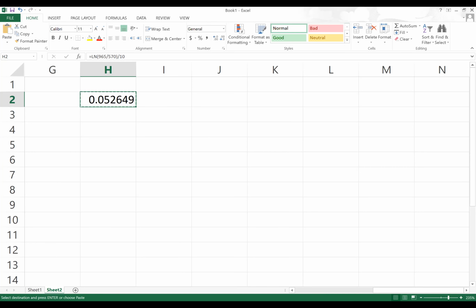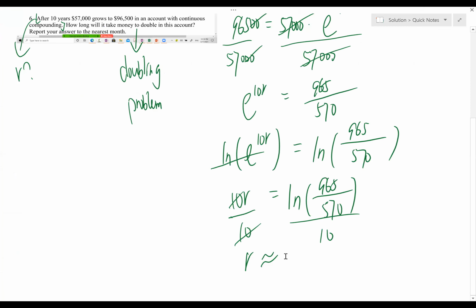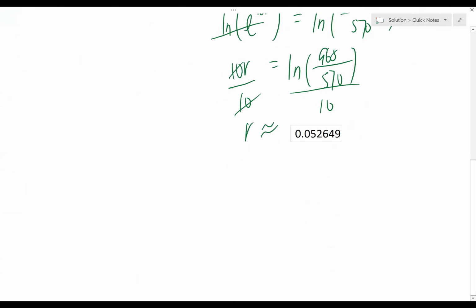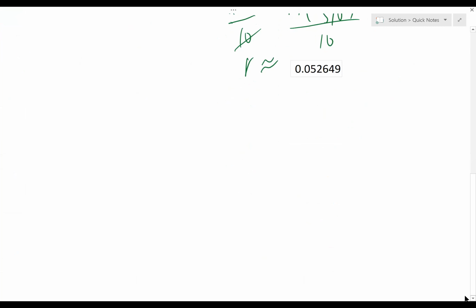Let's go back here. The rate turned out to be 0.052649. Again, you want to keep it as is. Do not round it, because this is an intermediate result. We not only want a rate, we also want a doubling time. Now, step two, we're going to look for the doubling time.